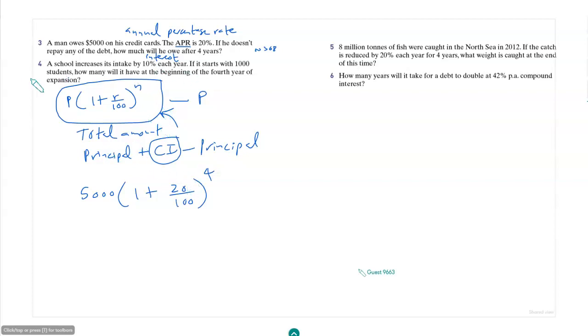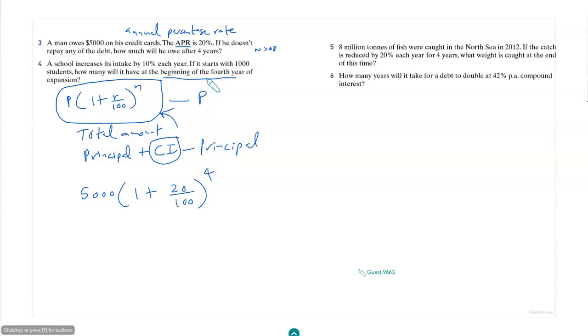Then look at number 4. A school increases its intake by 10% each year. If it starts with 1,000 students, how many will it have at the beginning of the 4th year of expansion? Here you have to be very careful about n. So what is n in this case? It's the beginning of the 4th year. So n has to be 3 here.